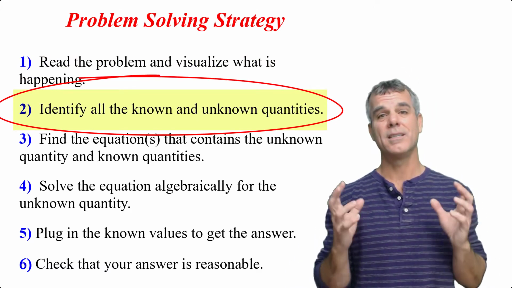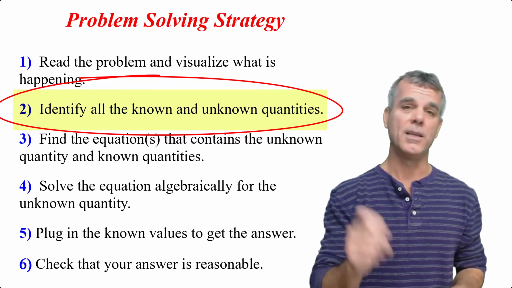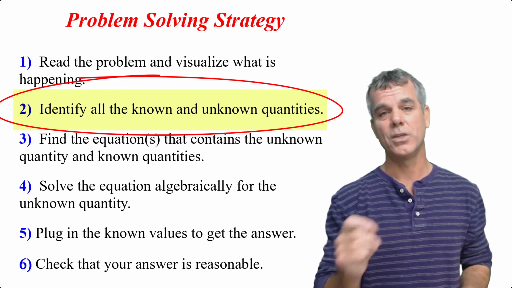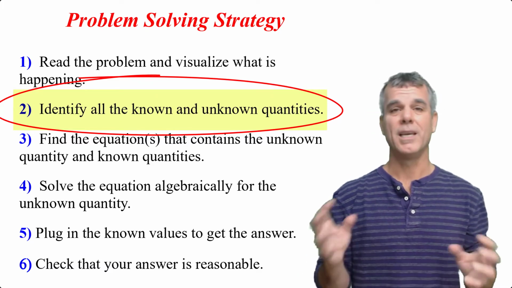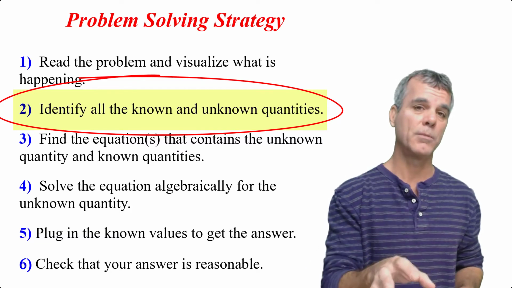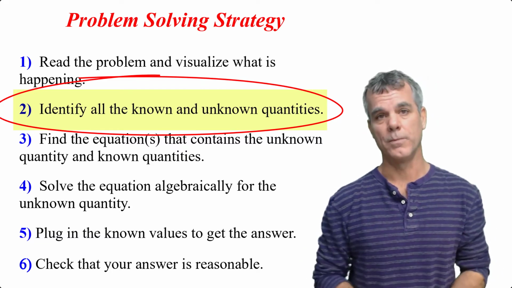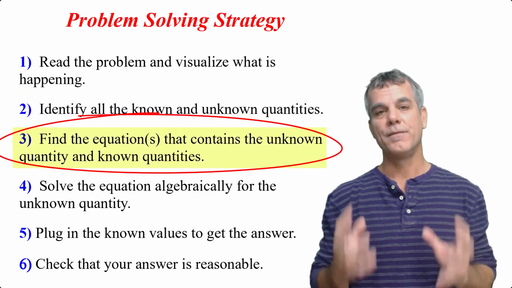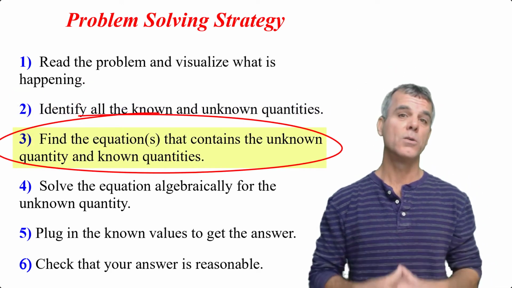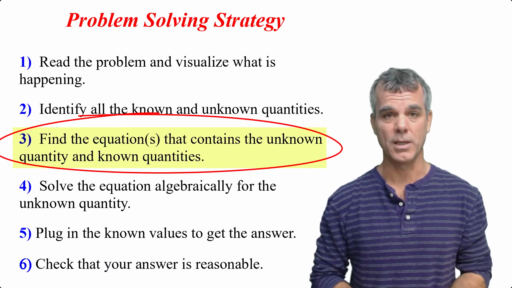Step 2, identify the known and unknown quantities. There are always 6 different quantities that you'll see in any constant acceleration problem: initial and final position, initial and final velocity, acceleration, and elapsed time. In this step, you're reading the problem, figuring out what we're given and what we're looking for, getting the known and unknown quantities. Step 3, find the equation that has your unknown quantity and known quantities. And I'll give you an easy way of doing this.